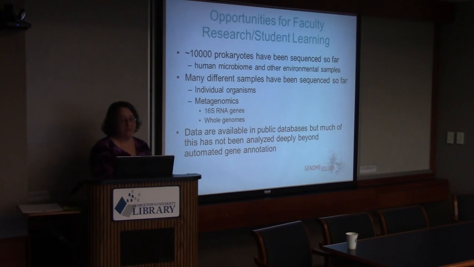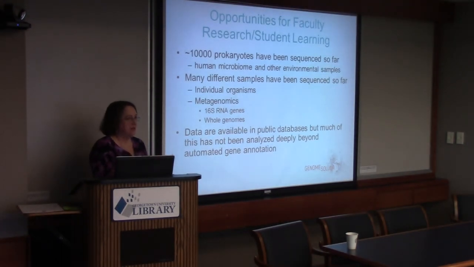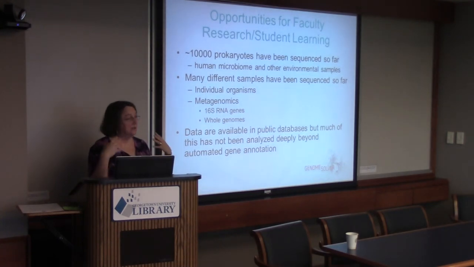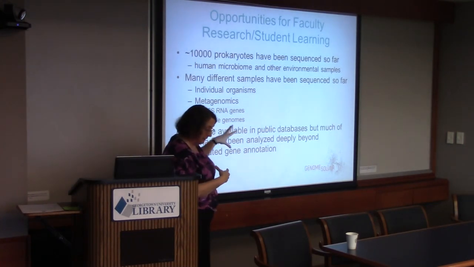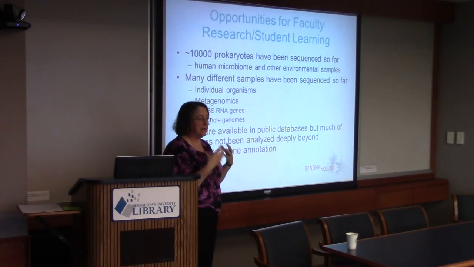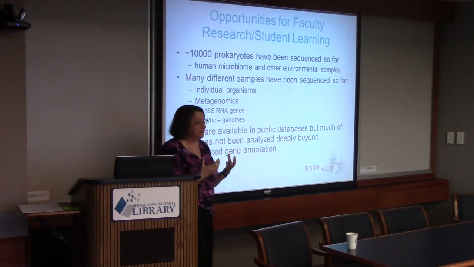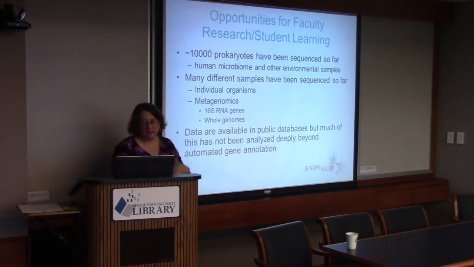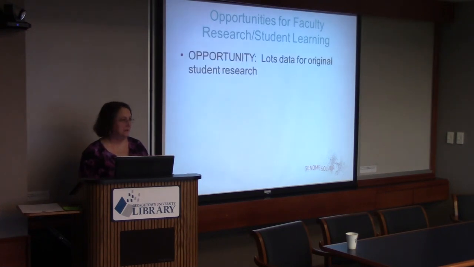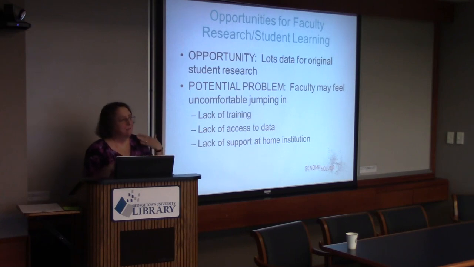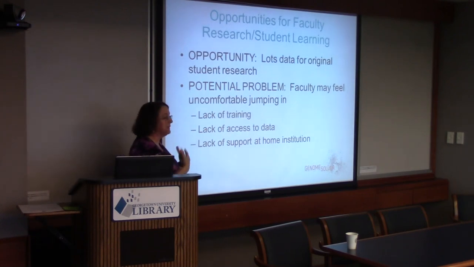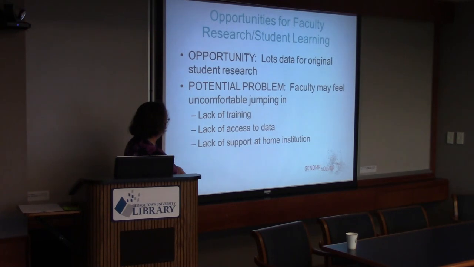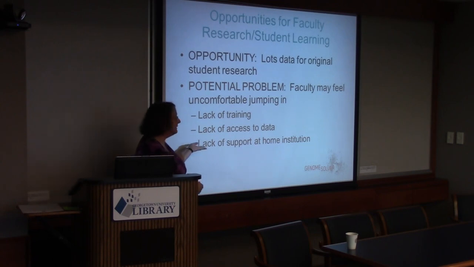These data are available in public databases, but much of it hasn't been analyzed very deeply beyond this automatic gene annotation, as it's called. So what genes are there? How do they compare between organisms? The data are available, and the training you need in order to investigate this is well within the reach of undergraduates, which is how we got involved in this. But a lot of faculty are not that interested or have some reluctance to jump into this because they haven't had the training. So there's a potential problem here. Faculty may feel uncomfortable jumping in because of lack of training, because they don't know where to access these data, although they're all available in public databases, and lack of support at their home institution.